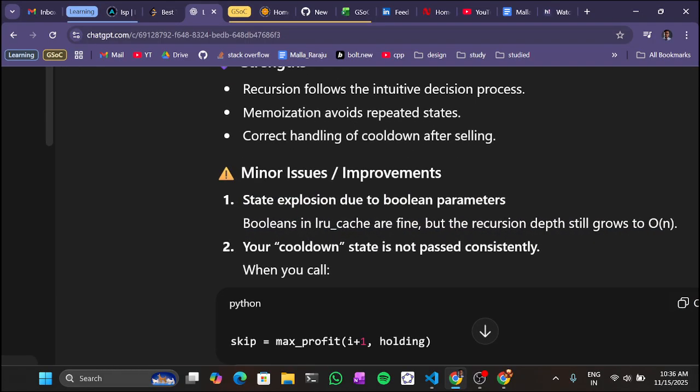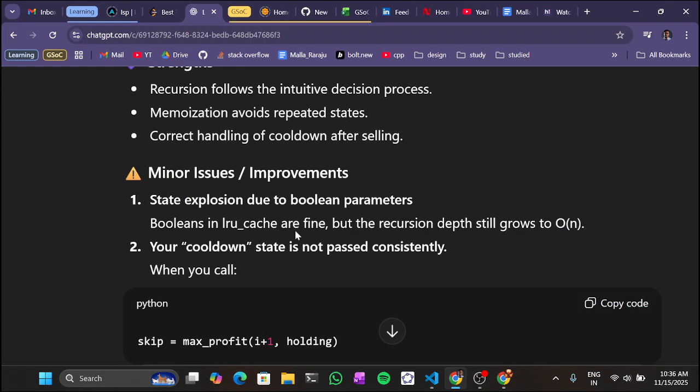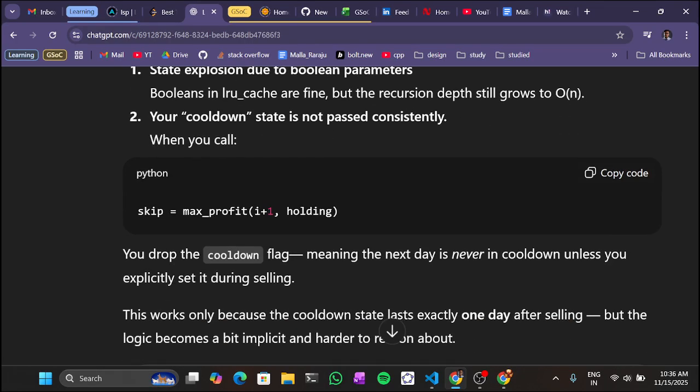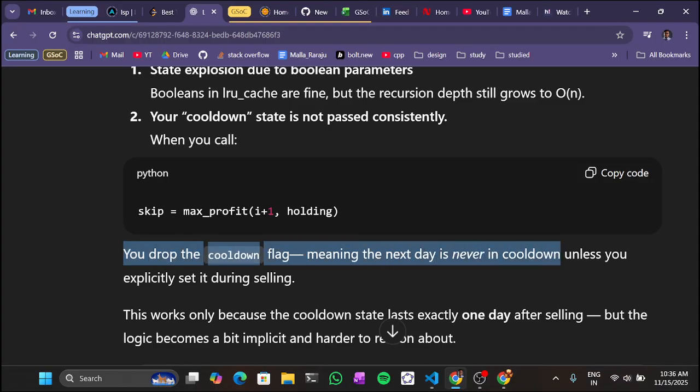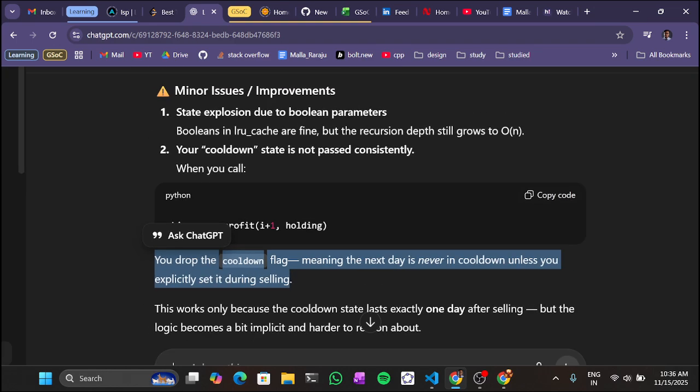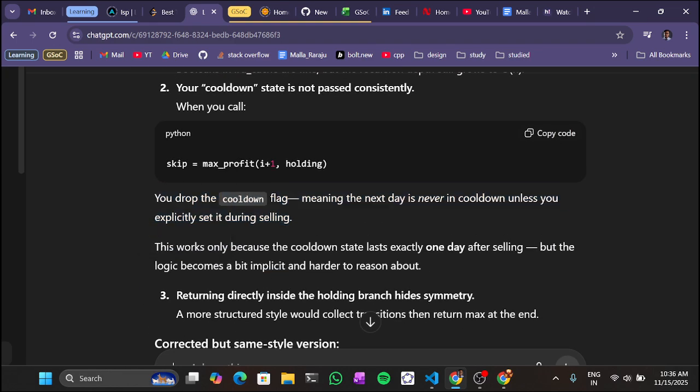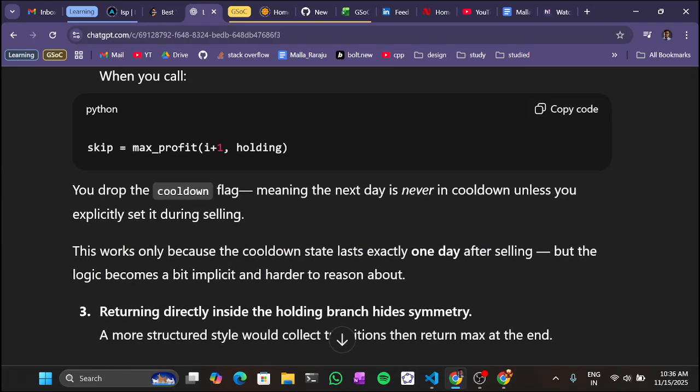Okay. Booleans in another cache are fine, but the recursion depth still goes to order when your cooldown state is not passed consistently. When you call, you drop the cooldown flag, meaning the next day is never in cooldown unless you set it during selling. This works only because the cooldown state lasts exactly one day after selling.